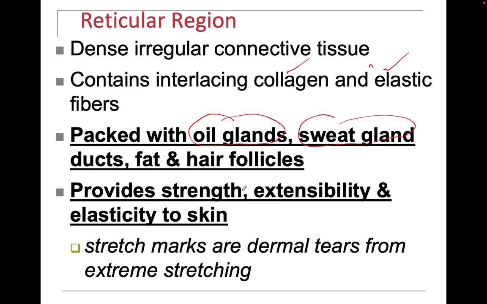And when it reaches its limits, as it can sometimes with obesity, sometimes in bodybuilders where their muscles get too thick, or even during pregnancy, this is where we can see stretch marks, which are dermal tears from extreme stretching, where there's no more give. So that is from the reticular region where you get those stretch marks.